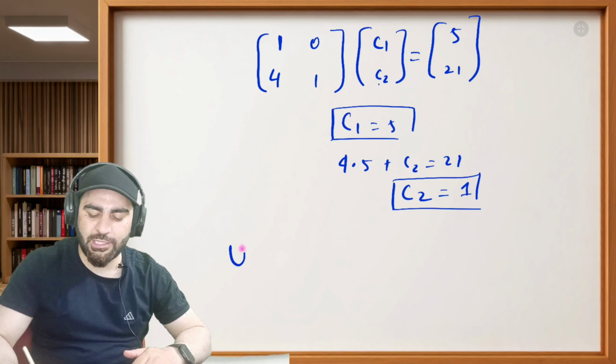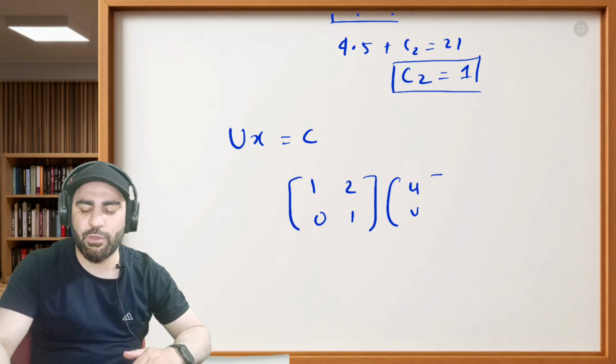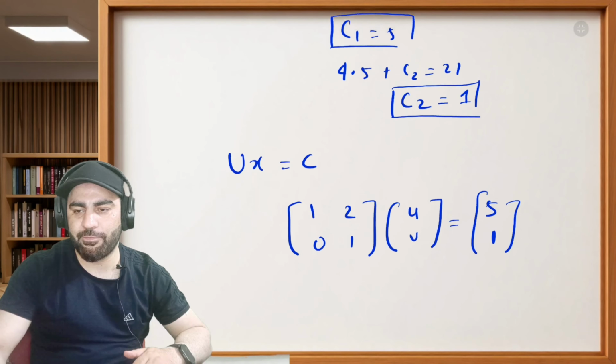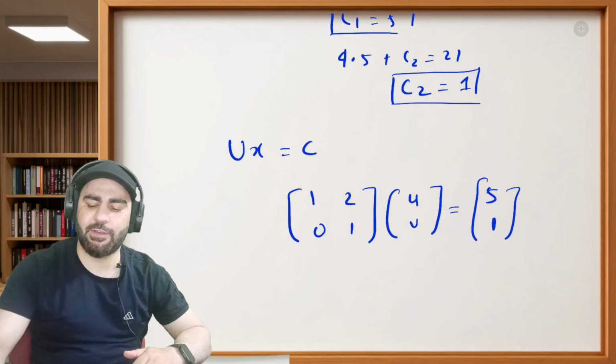Now you'll solve UX is equal to C. So what is this UX? U is 1, 0, 2, 1. This was my upper triangular matrix. And what is X? X in this case is UV. So that's what I'm solving. So this is UV, and now I know this is equal to 5, 1, the values I got over here. C1 and C2, is it 1 5 or 5 1? Let me check. C2 is 1 and C1 is 5. Yes, this is 5 1, correct.